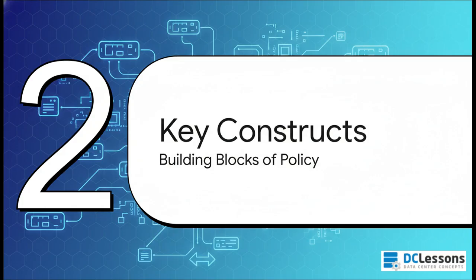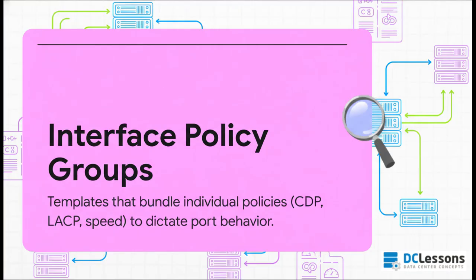Okay, so let's pull back the layers on that model and look at the key pieces. We're going to start with the real heart of port configuration, the things that define what a port actually does. First up, you've got interface policy groups. The best way to think of these, they're like a recipe card for your ports. You take all the individual settings you need, things like turning on CDP, setting up an LACP port channel, locking in the speed and duplex, and you bundle them all together into one reusable template. You make it once, and you can apply it to hundreds of ports.